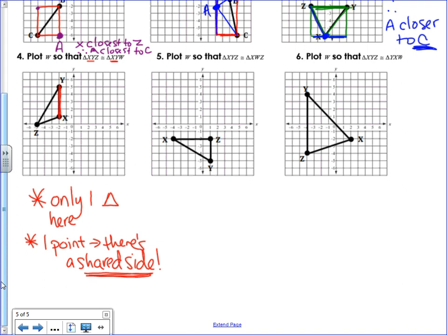I can also see that w should be in the same spot as z. Okay, well I can't put w on top of z. I'm looking for a different triangle. So I see, okay, z is down 1, back 3 from x. So I'm going to go down 1, right 3 to get the other point that would be congruent. So this has to be, not A, sorry, we switched to w. This has to be w.